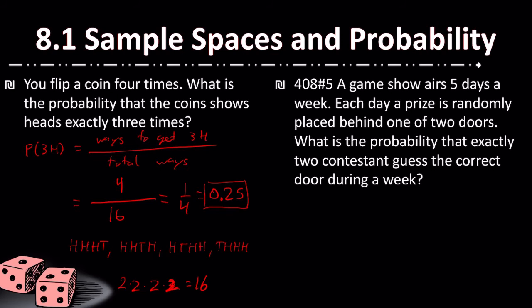Why don't you try number 5? A game show airs 5 days a week. Each day a prize is randomly placed behind one of 2 doors. What is the probability that exactly 2 contestants guess the correct door during a week? Pause it while you solve it and then come back.